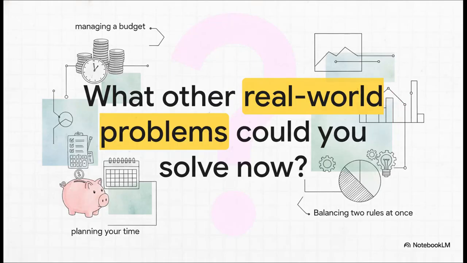So, as you can see, this is so much more than just lines on a graph. It's a really powerful way to think about and solve problems that have multiple constraints. Now that you know how to find that overlap zone, what other real-world problems do you think you could solve?